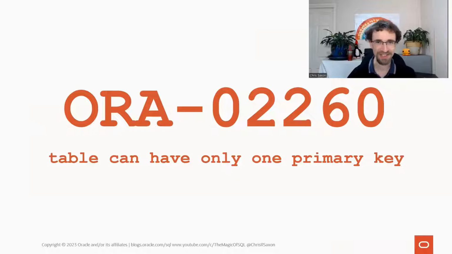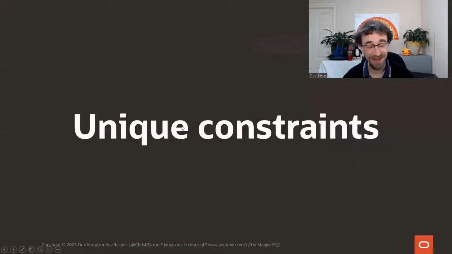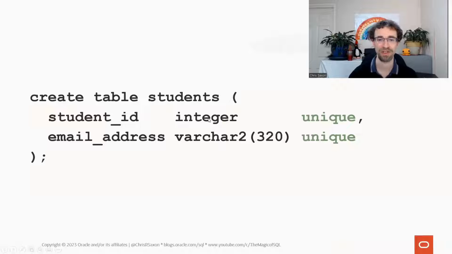Well, I've said the word unique a lot here, and I'll probably say it a lot more in this session as we continue. The solution is to add a unique constraint on it. So rather than making student ID a primary key, we can make both of these columns unique. You can see I've got the unique keyword after each of them.